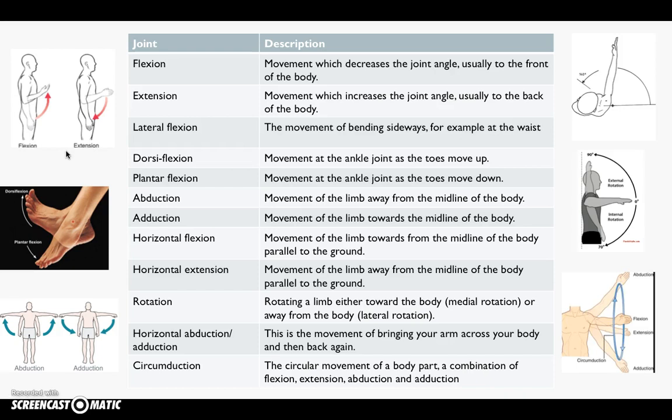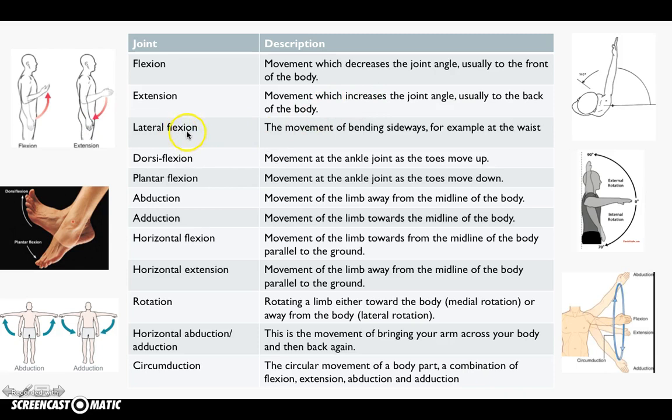Then you have extension. So this is movement which increases the angle of a joint, usually to the back of the body. So with regards to the elbow, the arm starts up here, we extend it down, and that is extension. And the same with the knee. If you extend your heel from your bum straight down to the floor, that is extension. You are increasing the angle at that joint.